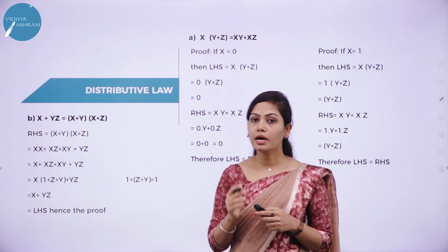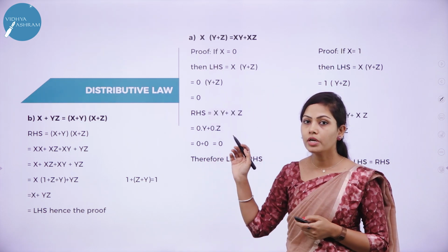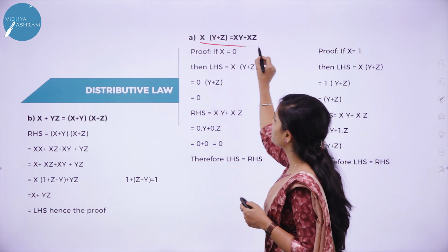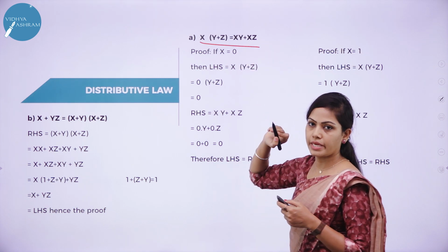This law allows multiplying or factoring out an expression. So, which is the first theorem in distributive law? The first theorem is x into (y plus z) is equal to xy plus xz.